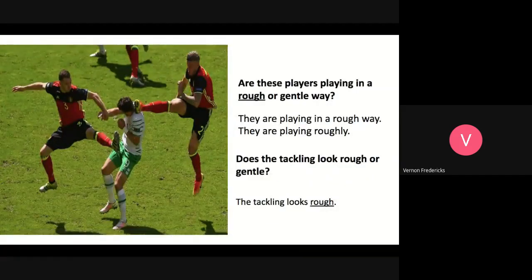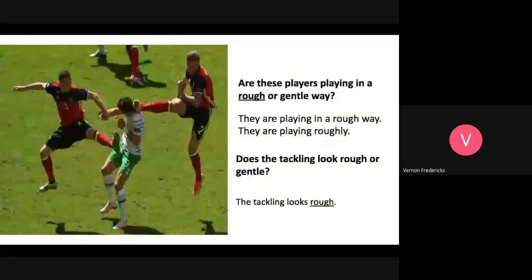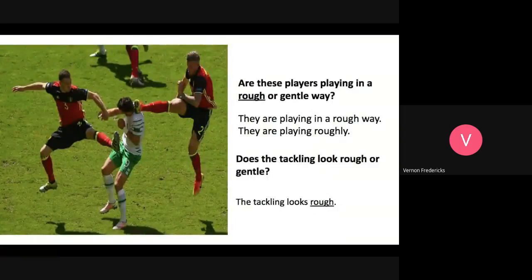The word is rough. Okay, the question is, are these players playing in a rough or in a gentle way? They are playing in a rough way. They are playing roughly. Yeah?